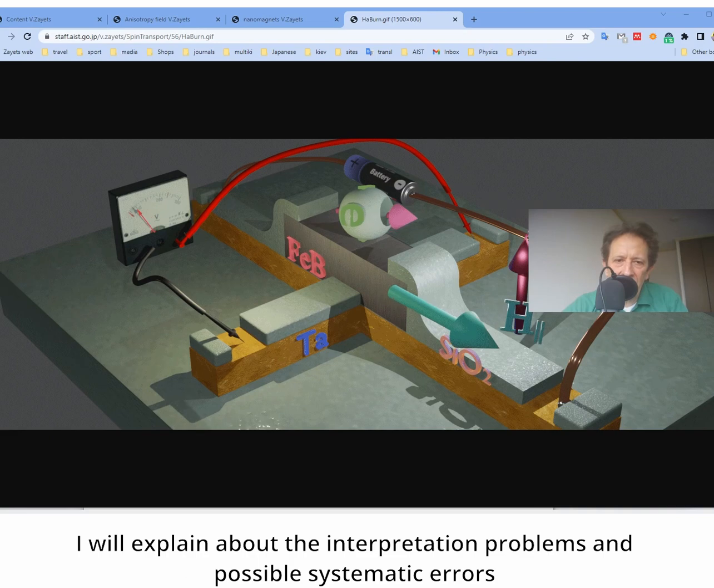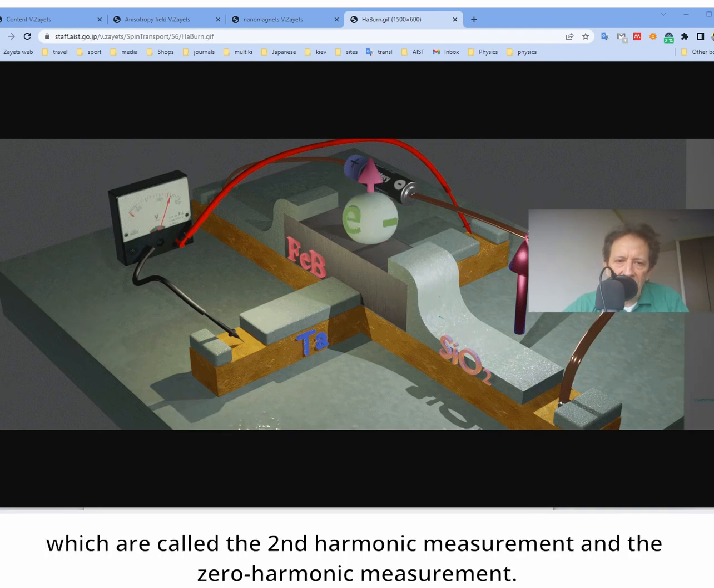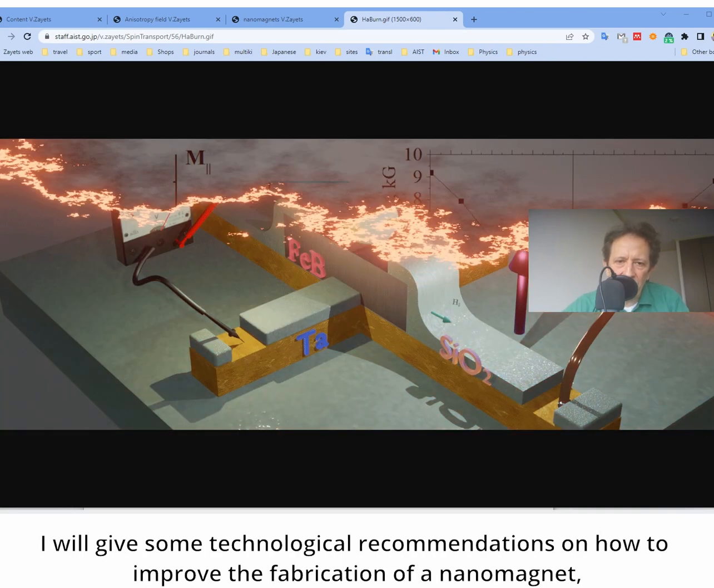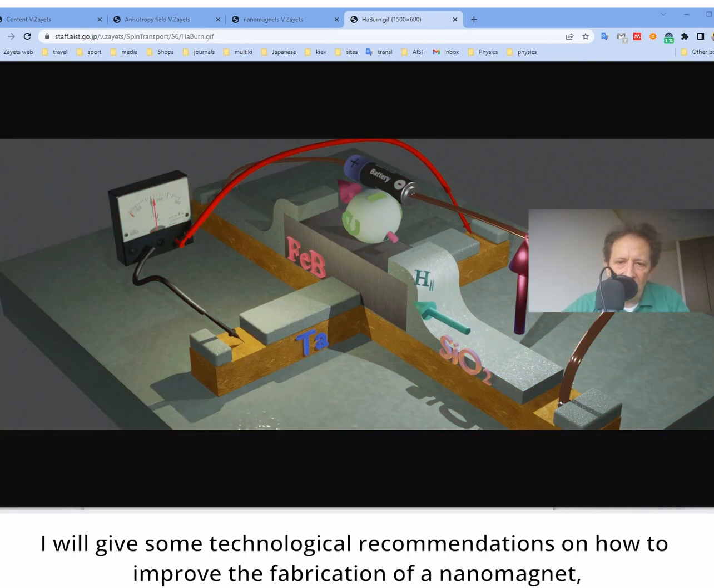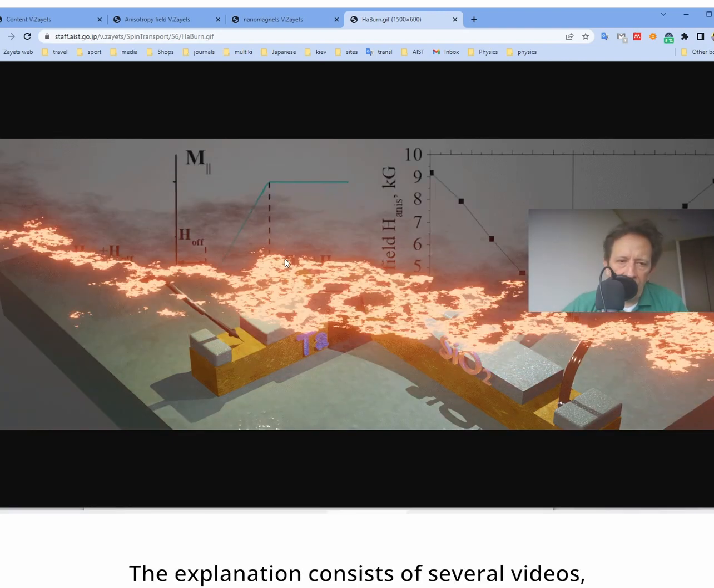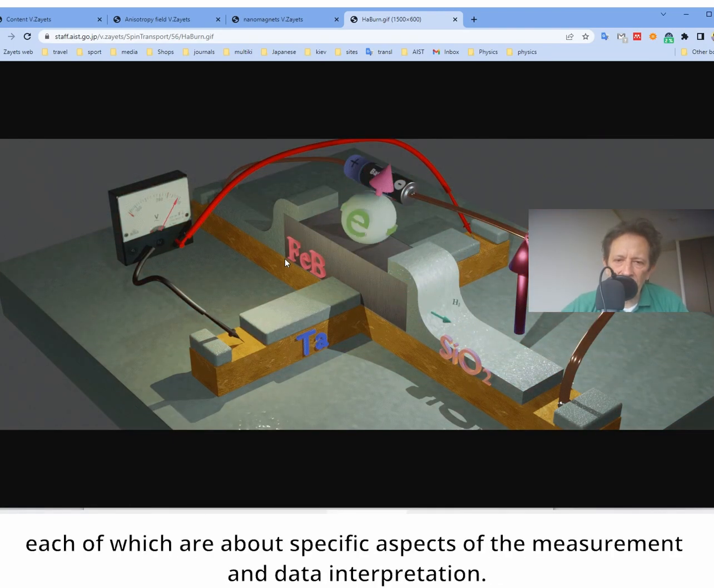I will explain about the interpretation problems and possible systematic errors of popular measurement techniques, which are called the second harmonic measurement and the zero harmonic measurement. I will give some technological recommendations on how to improve the fabrication of nanomagnet, which are based on my personal experience. The explanation consists of several videos, each of which are about specific aspects of the measurement and data interpretation.